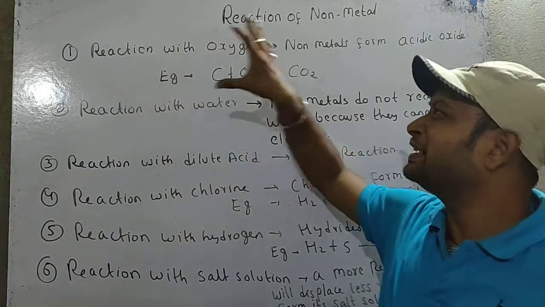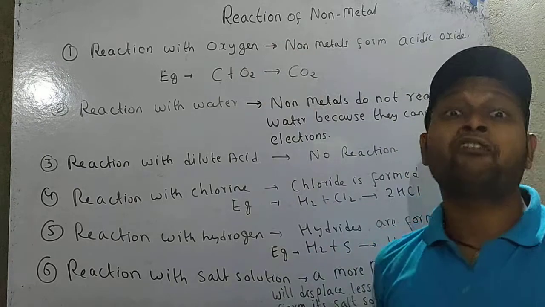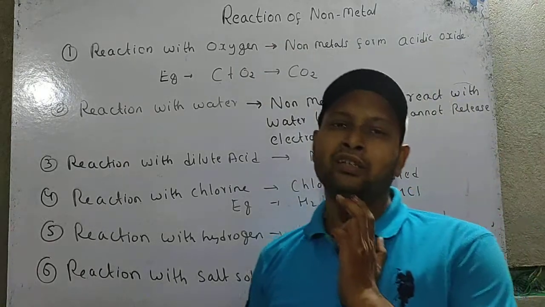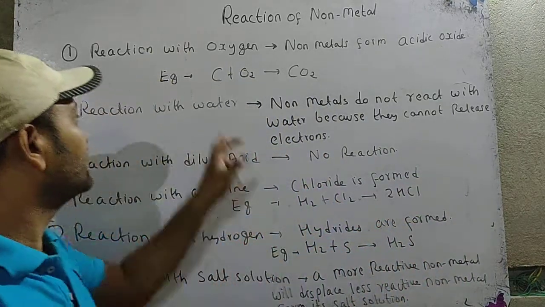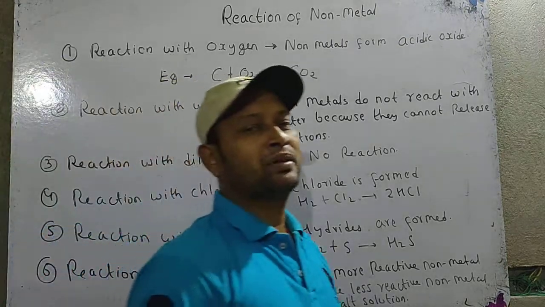When a non-metal reacts with oxygen, it forms an oxide. But what is the nature of the oxide? It is acidic in nature. We already learned that metals form oxides that are alkaline in nature. I already gave the example: carbon reacts with oxygen and forms carbon dioxide.